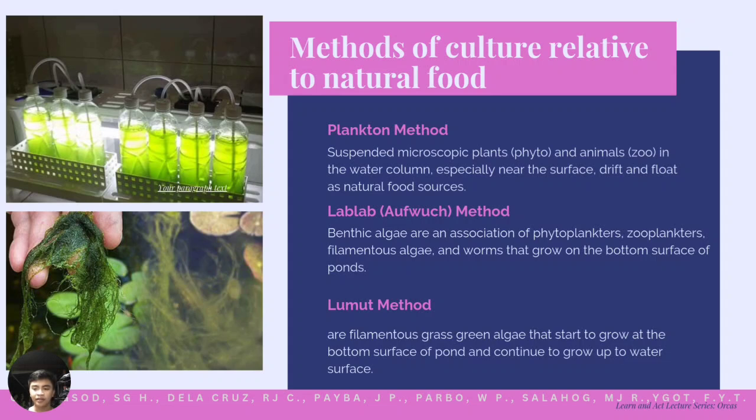Second is the lab method, where fish are reared with lab as the main source of food. Lab is an association of phytoplanktons, which are microscopic planktons capable of photosynthesis, zooplanktons, filamentous algae, and worms growing at the bottom surface of the pond. Since they grow at the bottom of the pond, they are called benthic algae. And lastly, the lumot. These lumot are filamentous grass-green algae that start to grow at the bottom surface of the pond and continue to grow up to the surface of the water.